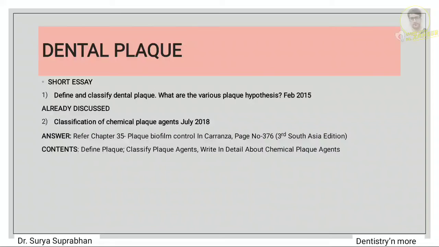So there are 2 types of plaque agents, that is first is the chemical plaque agents and then the mechanical plaque agents. Mechanical plaque agents is nothing but our toothbrush, toothpaste, interdental aids, etc. And then about the chemical plaque agents, which you have to refer chapter 35, plaque biofilm control in Carranza.